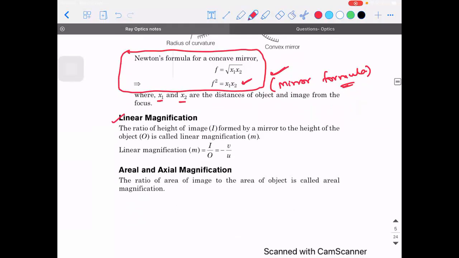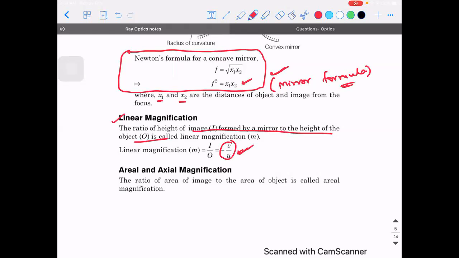So linear magnification means what? The ratio of the height of the image formed by the mirror to the height of the object is what is called linear magnification. For mirror, the linear magnification is minus V by U, and for lens, it is plus V by U. Remember, you have to use sign convention, though you have a minus sign here. So have that point in your mind. Don't forget it.